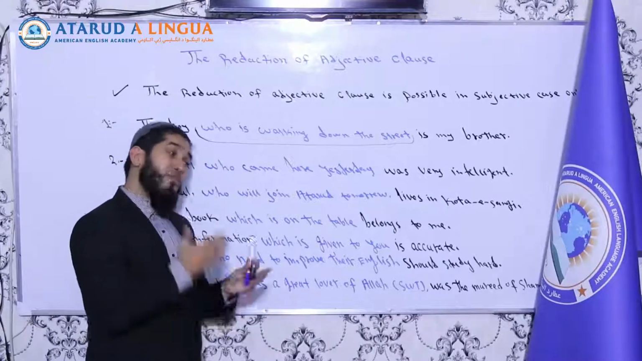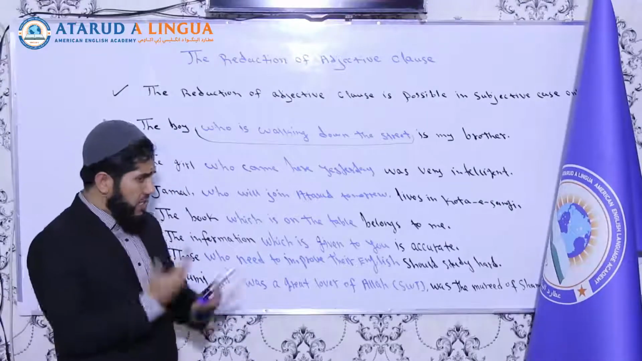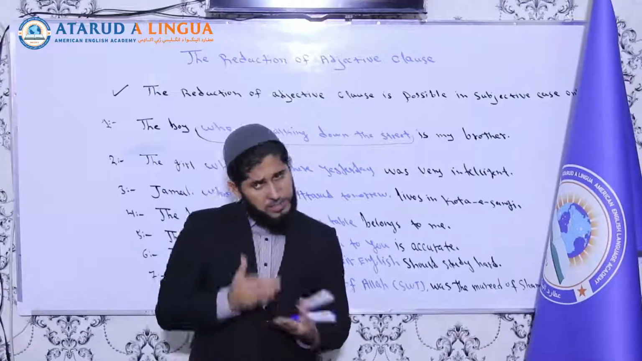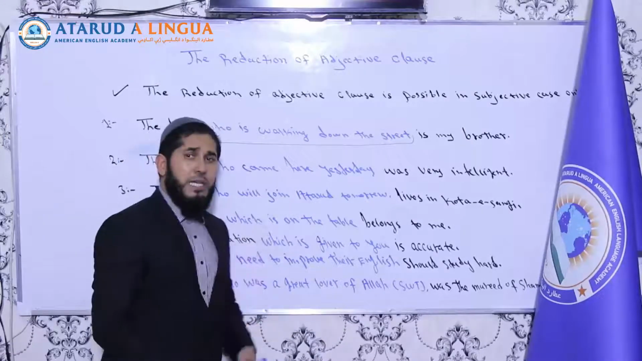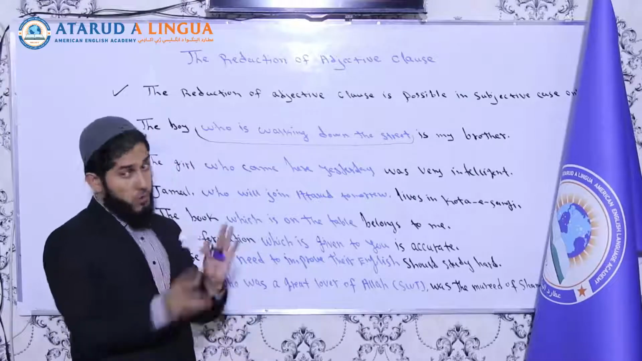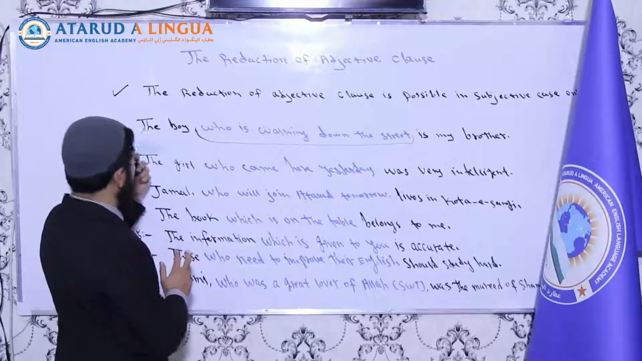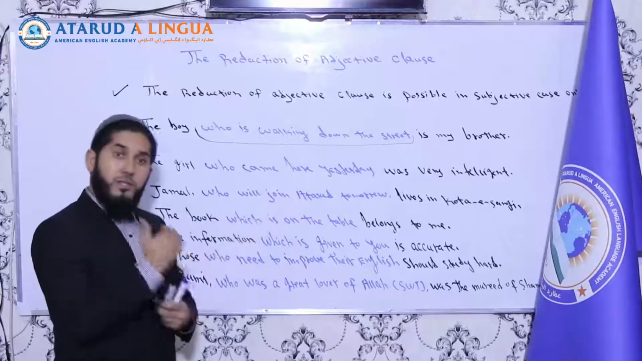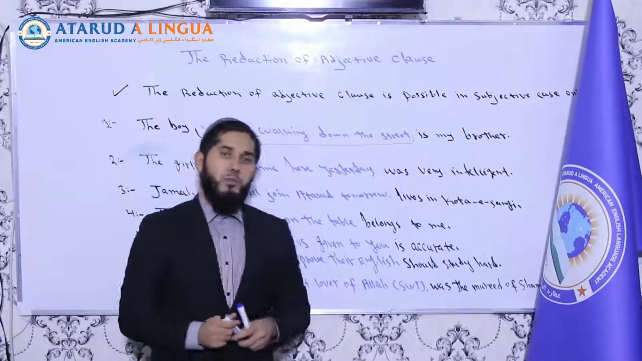And if it is a dependent clause, it does not give a complete meaning. It cannot stand alone as a simple sentence. If it's independent, it can give a complete meaning. It can stand alone as a sentence. So you already know that. Like in this complex sentence, we have two clauses. The boy is my brother is your main clause, and who's walking down the street, that's your subordinate clause or dependent clause.